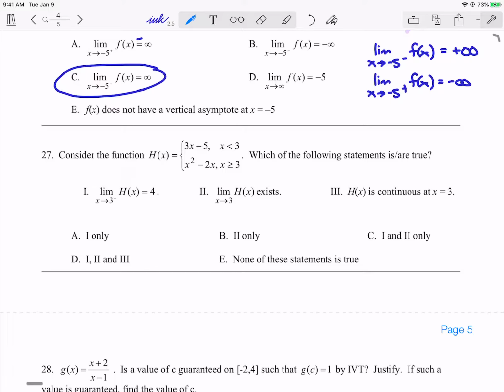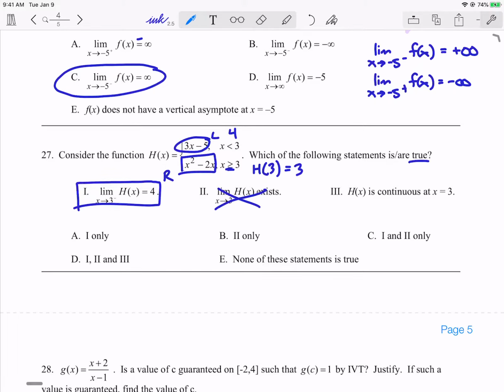Which of the following are true, is or are? Limit from the left I'm going to look at. That's up here. Replacing x with 3, I get 9 minus 5 is 4. Limit from the right, also the function's value. So h of 3 is going to be the same as the limit from the right. 3 squared is 9. 9 minus 6 on a good day is 3. So limit does not exist. Limit from the left does equal 4. And it's most certainly not continuous because the limit does not equal the function's value. So 1 is the only thing that is true.